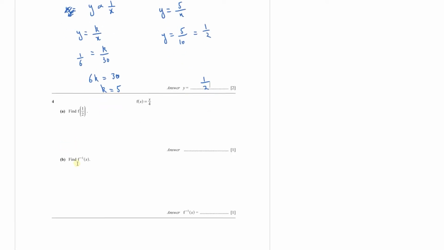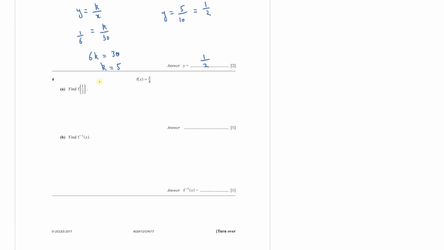So let's move on to the next question. Question 4 is find f of 1 over 2. You're given f of x equals x over 4. So f of 1 over 2 would be equal to, I simply substitute the value of x with 1 by 2. So 1 over 2, this whole thing divided by 4. I can write it as 1 by 2 divided by 4, or I can change this into a multiplication sign and take the reciprocal of 4. So this becomes 1 by 2 multiplied by 1 by 4, which equals 1 over 8.